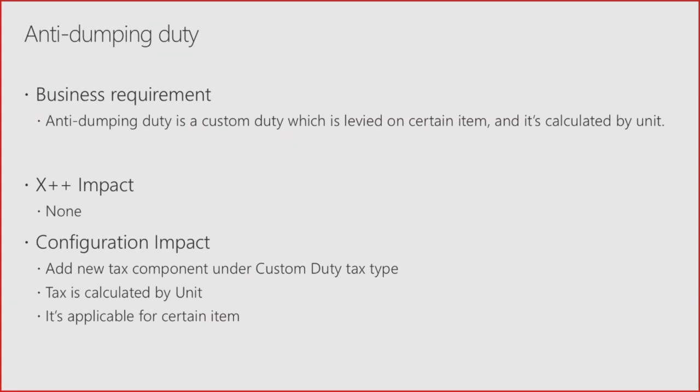So basically, we just need to add a new tax component to the standard GST configuration. We don't need to change any UI in Finance and Operations, so there is no X++ change. From a configuration perspective, we need to add a new tax component for this anti-dumping duty. Since it's a customs duty, we should add it under the customs duty tax type. We need to make sure that the tax is calculated per unit, not by the net amount or, in the end, by the assessable value. From the applicability perspective, it's not applicable for all import-export orders. It is only applicable for certain items. That is how to analyze the business requirement from the GTE perspective.